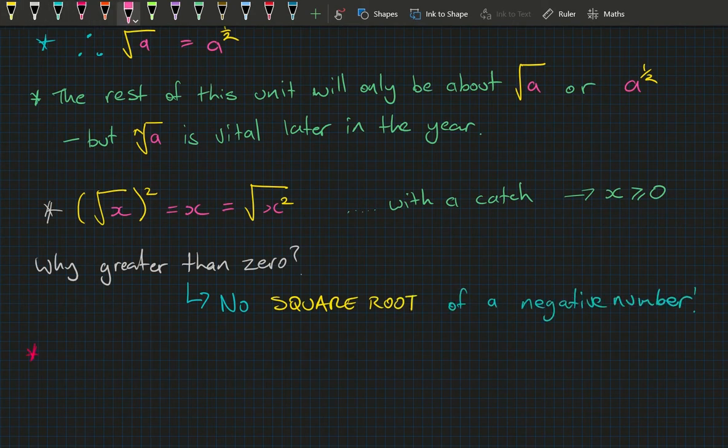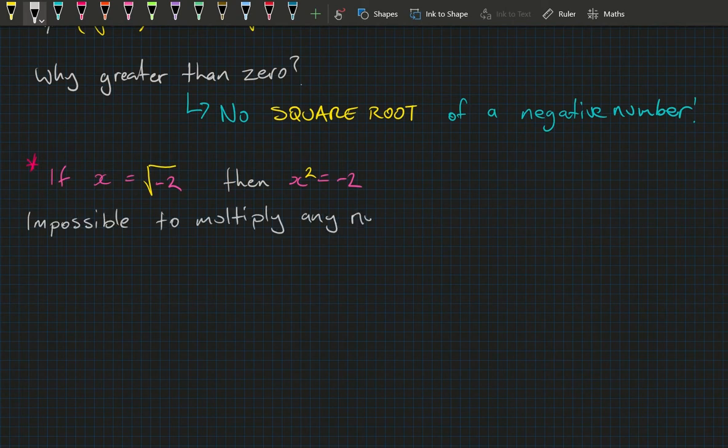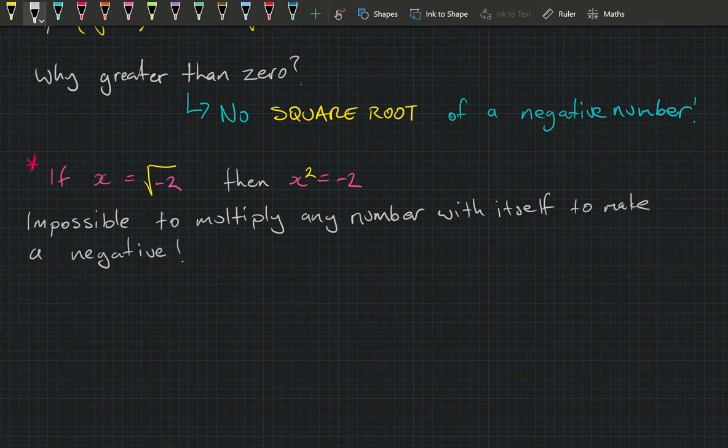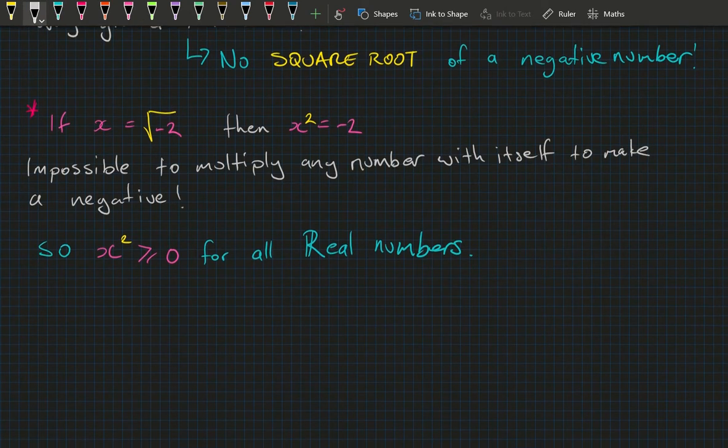Because if x was equal to the square root of negative 2, then x squared has to be equal to minus 2. However, because a negative times a negative is positive, and a positive times a positive is positive, and 0 times 0 is 0, then any number squared is either positive or 0 for all real numbers. There do exist numbers that can be multiplied together to equal a negative number, but it's probably a little bit complex to imagine what they are right now.